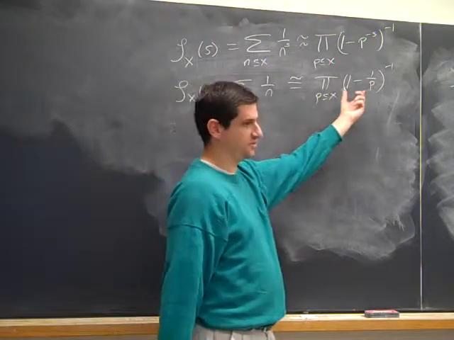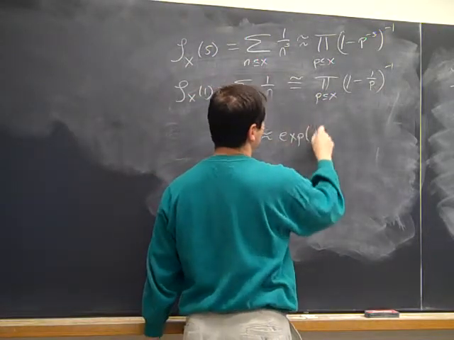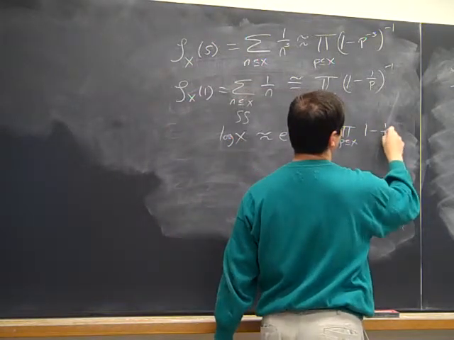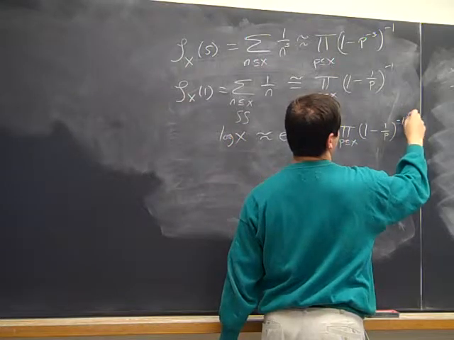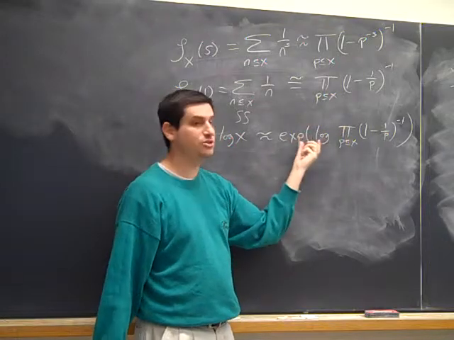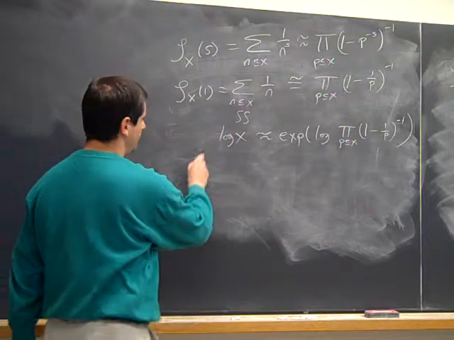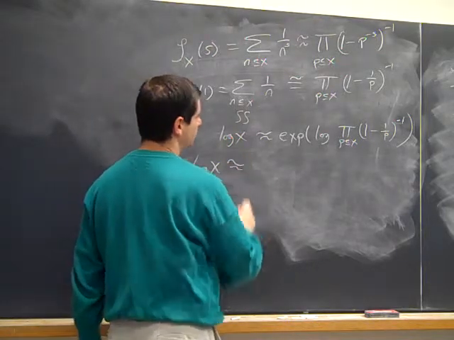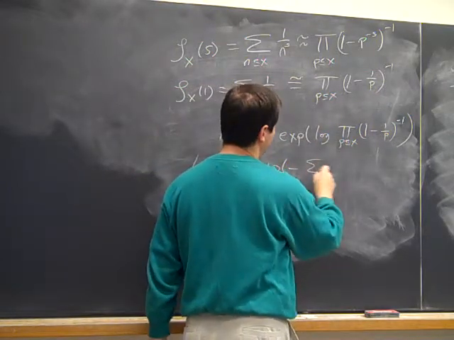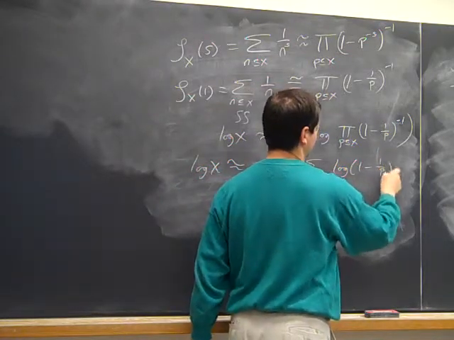Now I want to understand this. So what I'm going to do is take the exponential of the log of the product over p less than or equal to x of 1 minus 1 over p in this. Whenever we see a product, we always want to take logs, and if I just exponentiate, I get back to where I started. So now we get the log of x is approximately the exponential of negative the sum over p less than or equal to x of the log of 1 minus 1 over p.